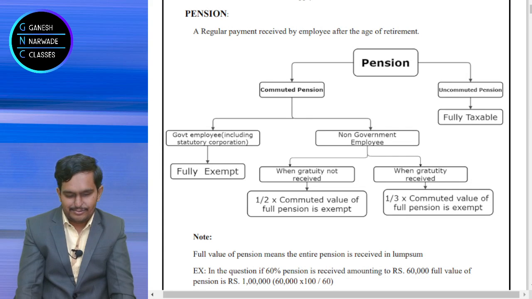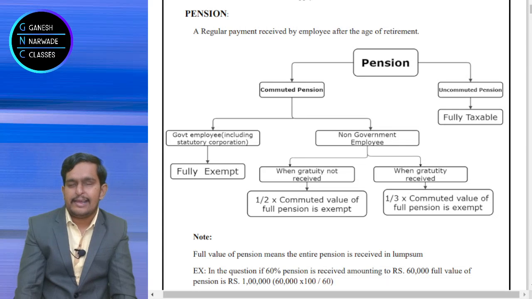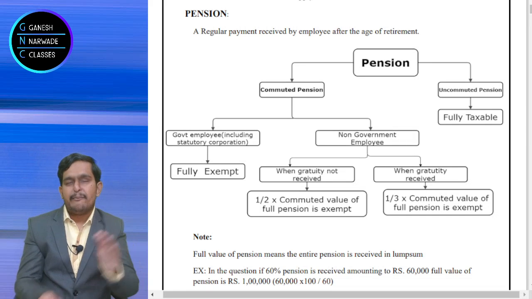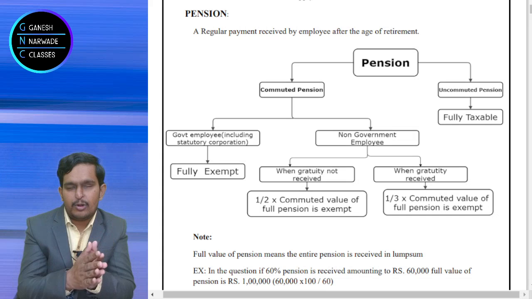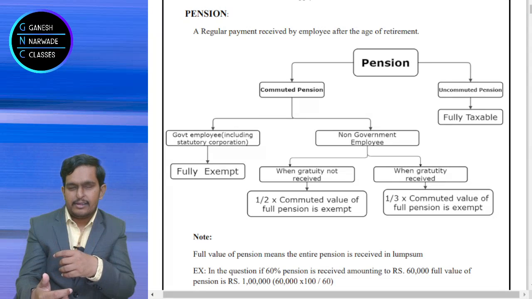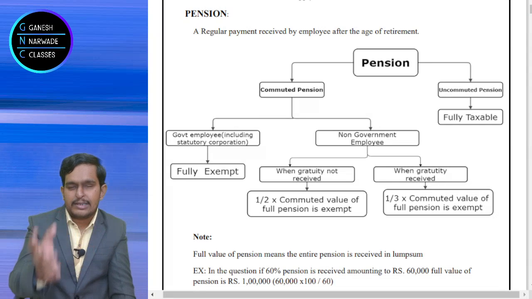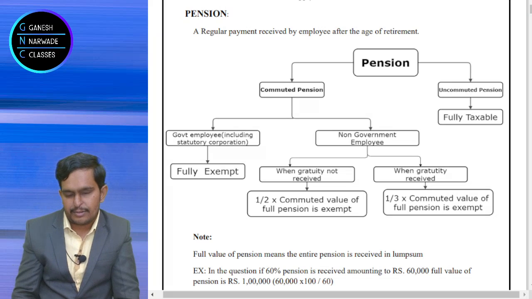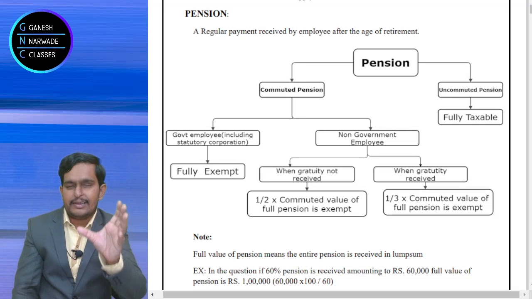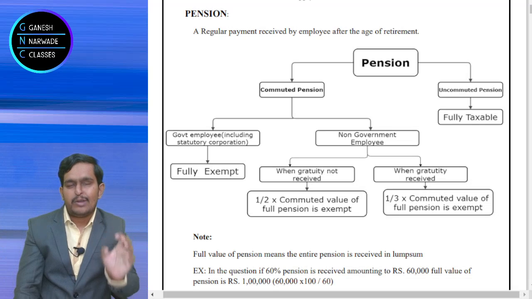Wait a minute. So commuted pension is there. If it is a government employee, it is fully exempt. Pension is the monthly amount which you receive after retirement. So if it is uncommuted monthly pension, it is fully taxable, whether government or non-government. But if it is commuted pension, a lump sum pension, received by a government employee, it is fully exempt.